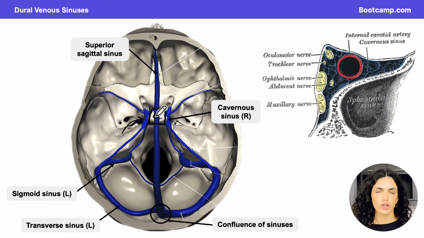So as these cranial nerves come off the brain, they pass through the cavernous sinus before they exit through their respective foramina. So in this case, here in blue is the cavernous sinus. This is a frontal or coronal section.